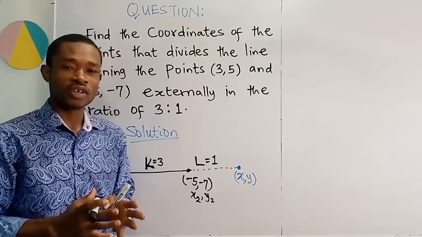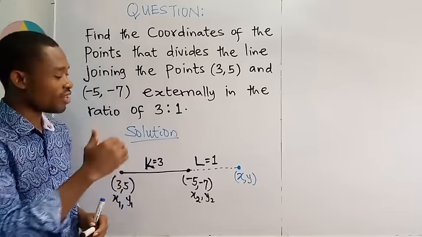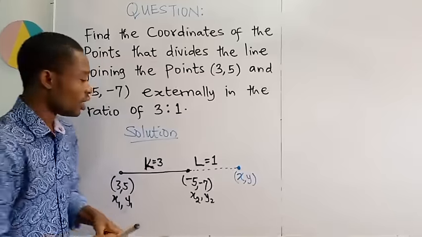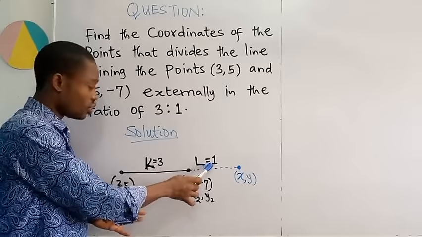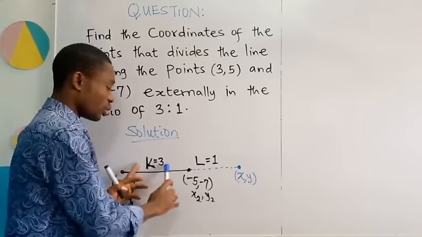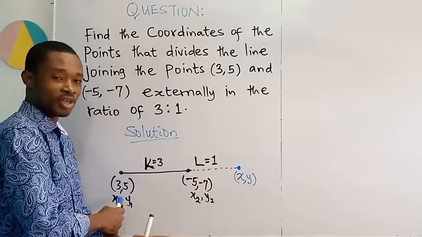Let us now proceed to see the formula we use in obtaining the coordinates of a point that divides a line externally. Are you ready? I'm going to show you as a guide so that you follow along. This ratio L is going to be multiplying this initial coordinate. And then this ratio K is going to be multiplying these final coordinates. Something like this, like a cross multiplication.